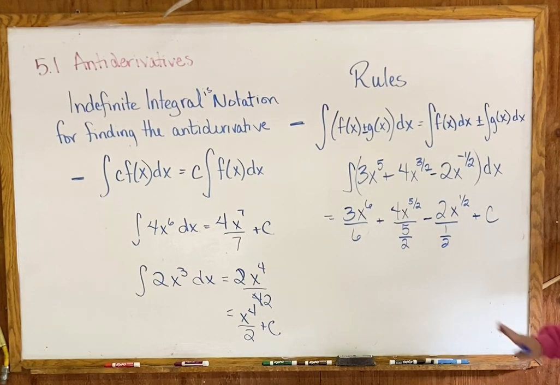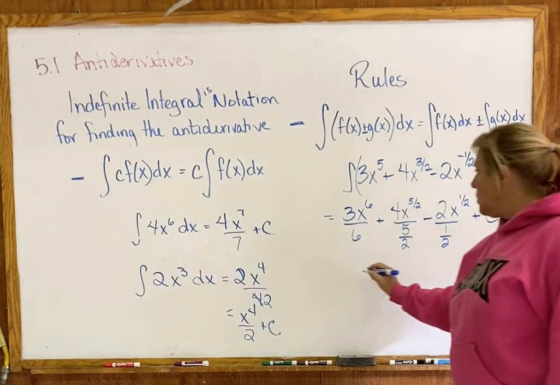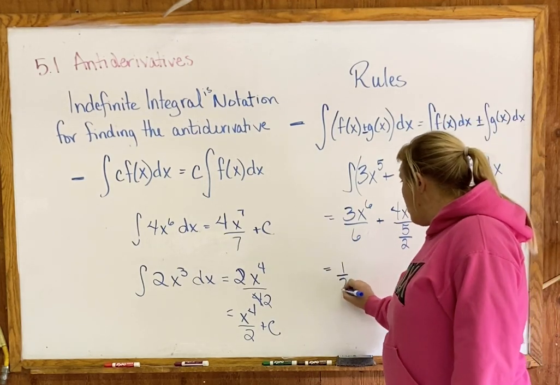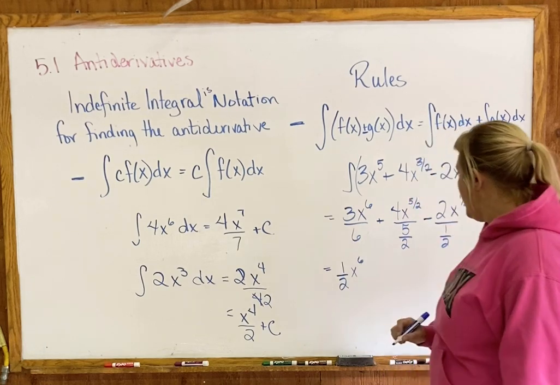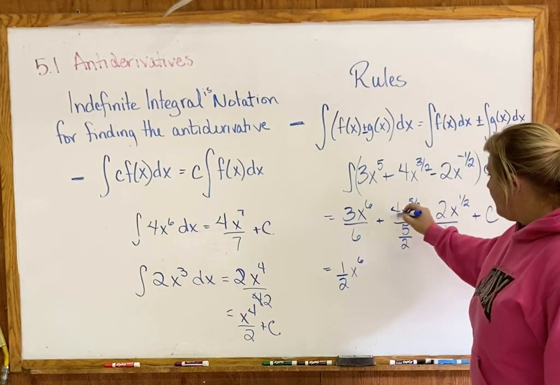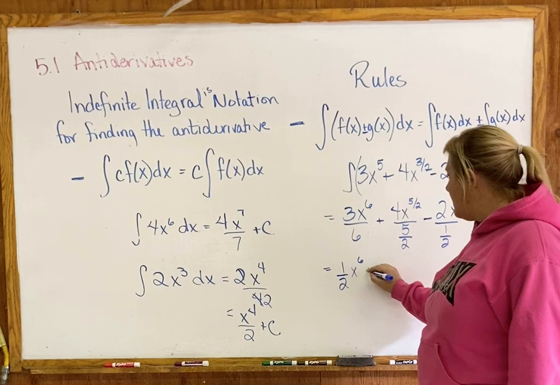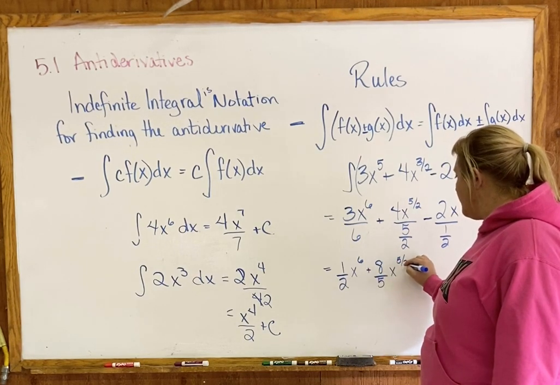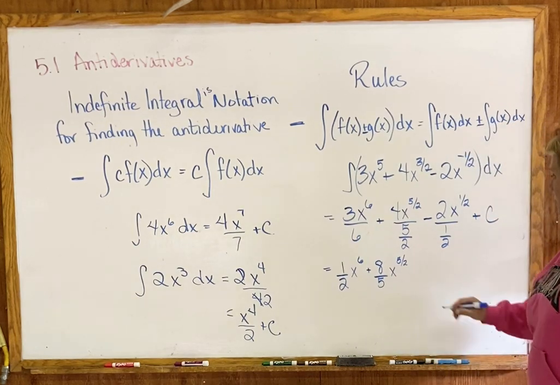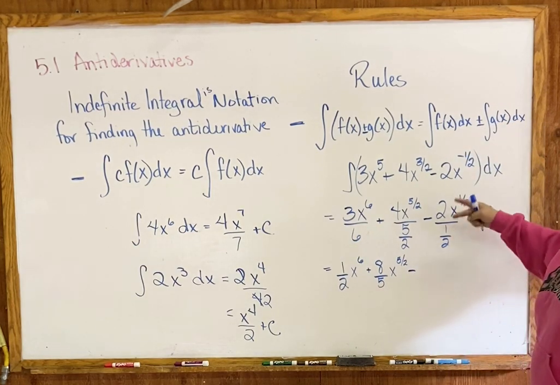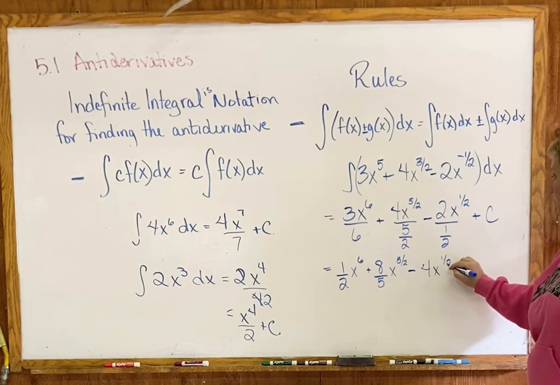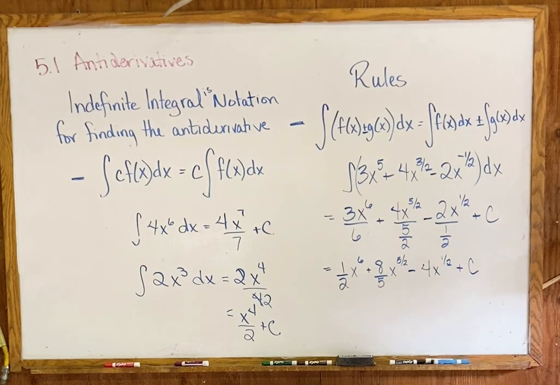Now again, as we said, never, never, never leave it like this. This will not cut it for me. So we definitely want to go through here and do some simplifying. So here we have 1/2 x to the 6th, right? Okay, here if we flip and multiply, we're going to have 8/5 x to the 5/2. Then minus, again, if we flip and multiply, we'll have 4x to the 1/2 plus c.